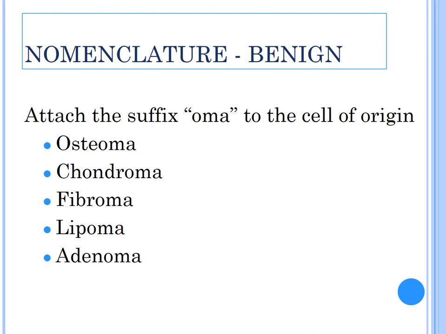Right. Now, how do you call the tumor? Normally, the rule is when it is benign, you just add OMA to the cell of origin. So osteocytes is osteoma, chondrocytes is chondroma, fibrocytes are fibromas, lipid-containing or adipose cells are called lipoma, and this is another one. Whether it is benign or malignant, when it indicates glands, you add the prefix adeno. So you have glands of the stomach, you have an adenoma of the stomach when it is benign. Glands of the intestines, you have adenoma. Adeno meaning glandular. Take note that the nomenclature is becoming little.